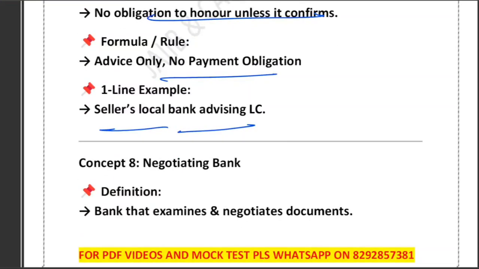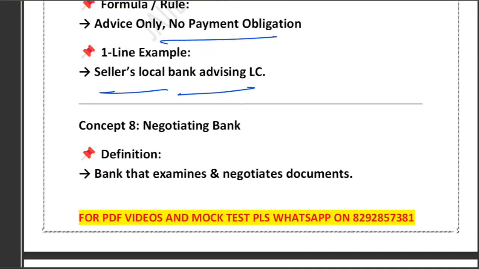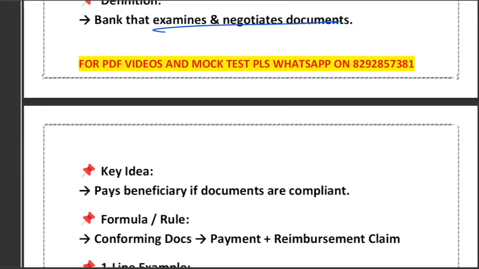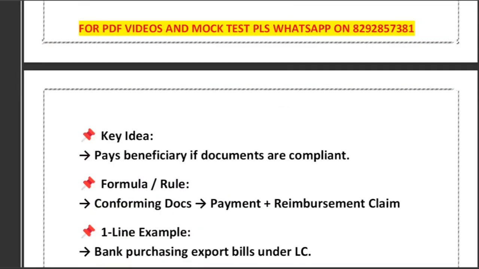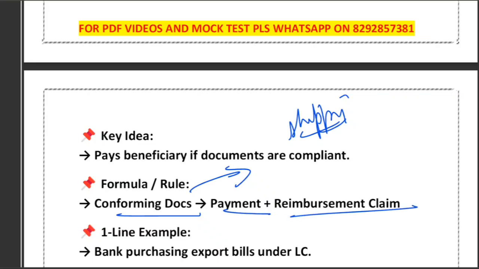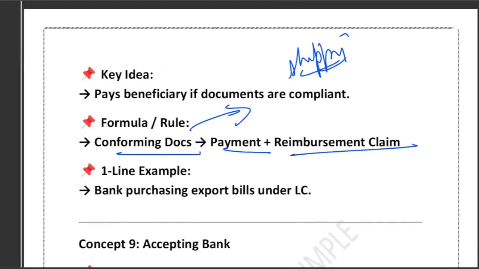What about the negotiating bank? They check the documents and pay the seller if the documents are correct, and then later claim money from the issuing bank. So documents mean what? Shipping documents, right? They take the shipping documents from the exporter and see if they comply with the LC, and if they comply, then they make the payment and later claim money from the issuing bank. So the rule is that complying documents equal payment plus a reimbursement claim. For example, a bank purchasing an export bill under the LC.